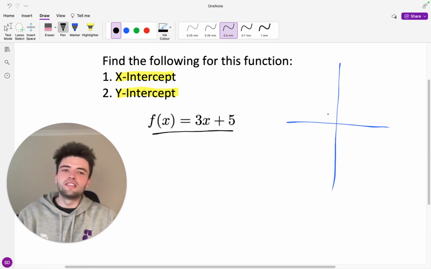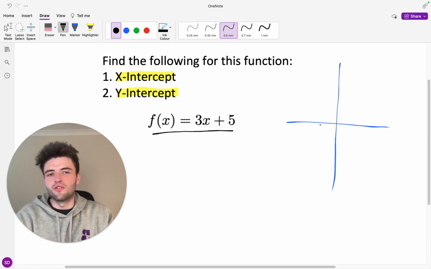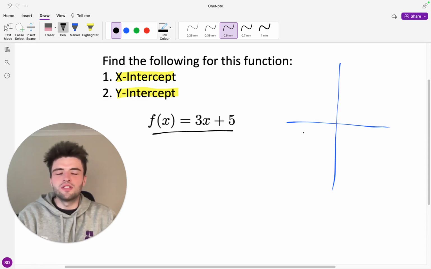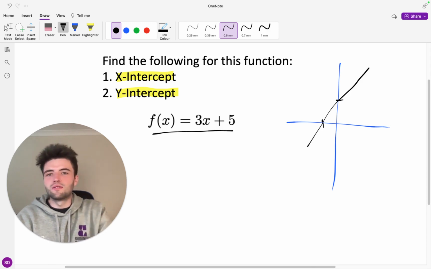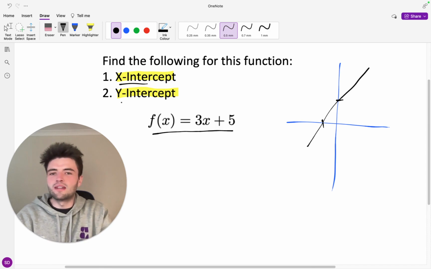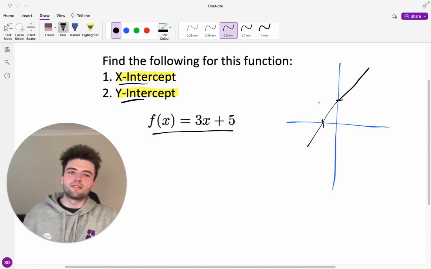So rather than finding the exact values of the function, I just give a rough graph, because we know that this is a linear function and it's 3x, which is quite a steep slope. So it's going to look something like this. And we're trying to find out where it crosses the y-axis and also where it crosses the x-axis. So that's the other way of explaining the x and y-intercept. It's just where it intersects with the axis.